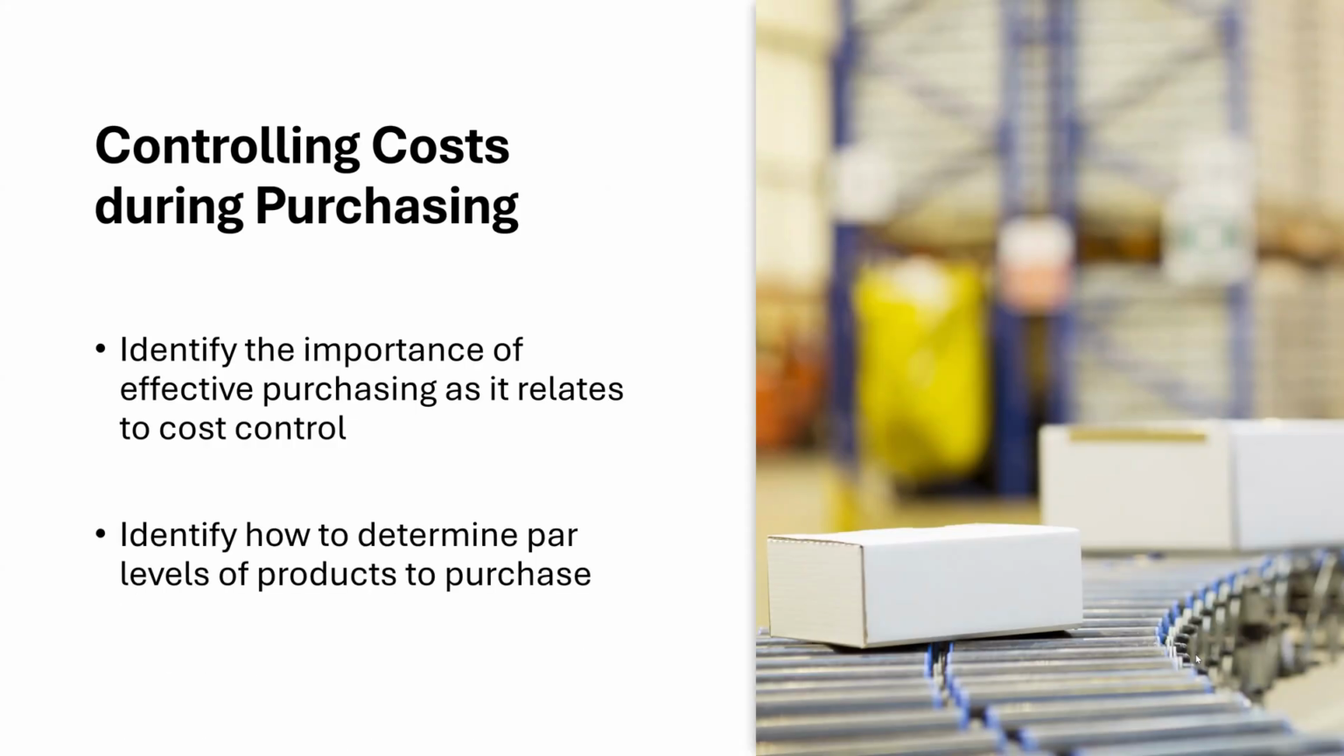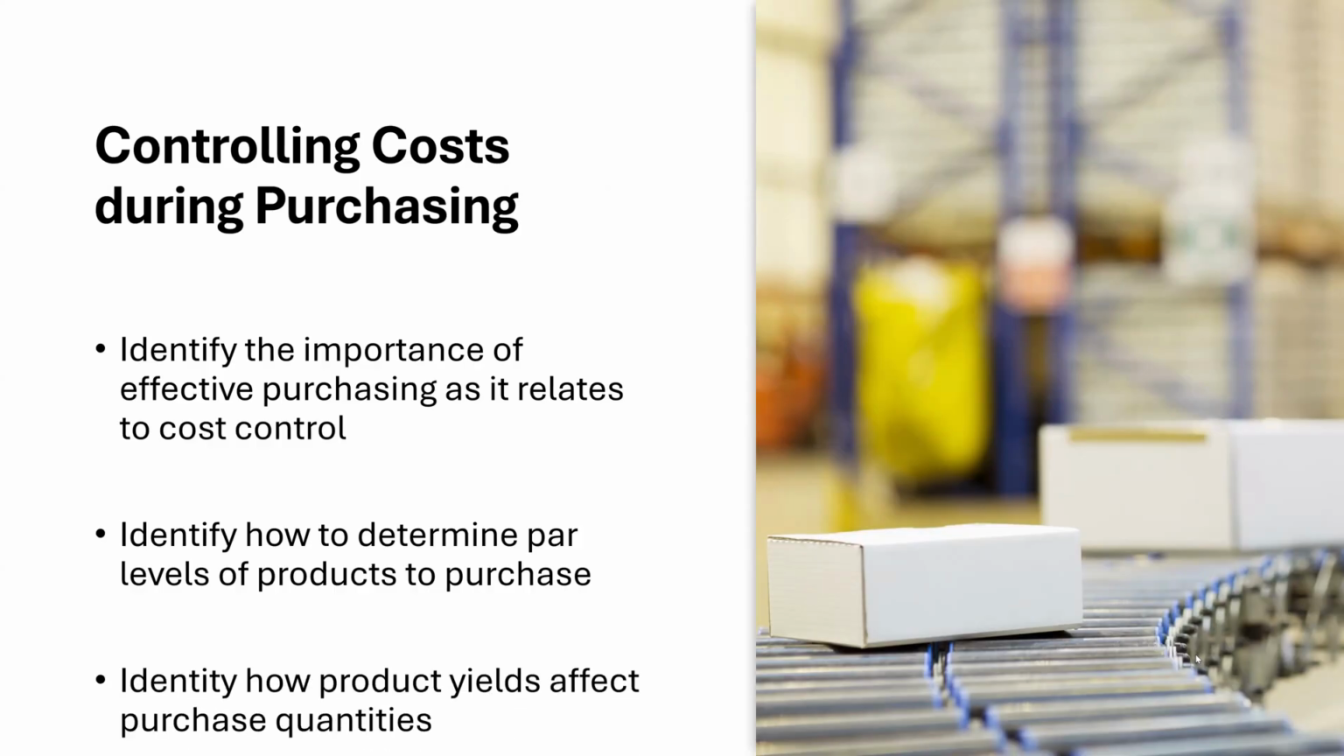And we'll talk a little bit about what par levels are. And this is a great tool for people in purchasing so they know how much product to order and they don't overbuy or underbuy. And then identify how product yields affect purchase quantities. We know if a product yields a lot, we're not going to buy it as frequently, depending on the meals that we serve.